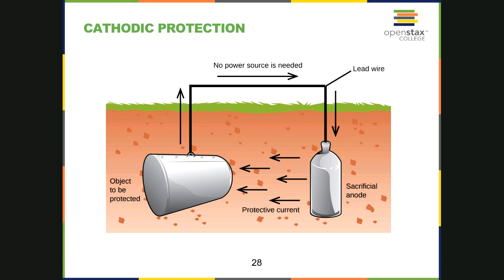Another strategy to protect some metal is cathodic protection. So we have an object to be protected, and then we bury in the vicinity of it a sacrificial anode, typically a piece of magnesium, and then we connect it with a wire so that electrons can flow.